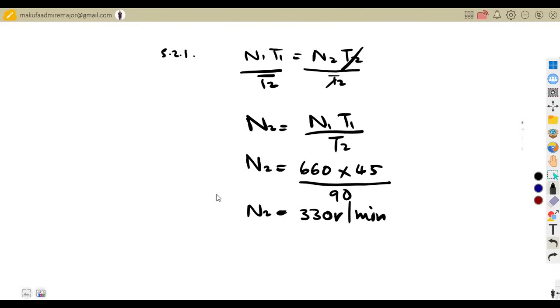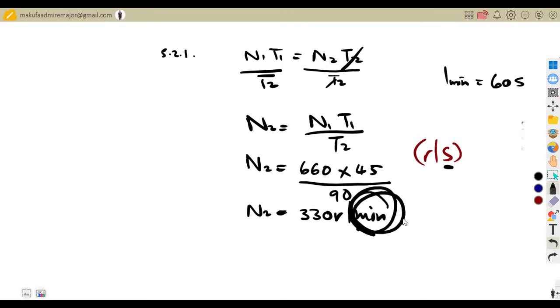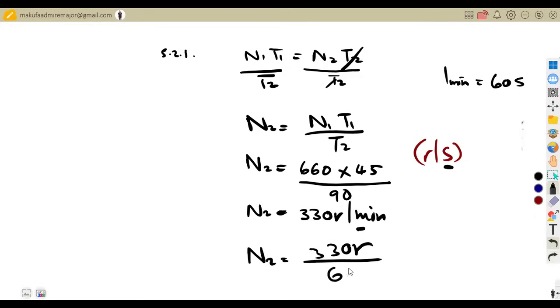But the answer, according to the question, they need this in revs per second. So to go from a minute to a second, we understand that a minute is equivalent to how many seconds? 60 seconds. So to convert these to seconds, we have to use 60. So N2 is going to be 330 revs over 60 seconds, so that our answer is going to be revs per second.